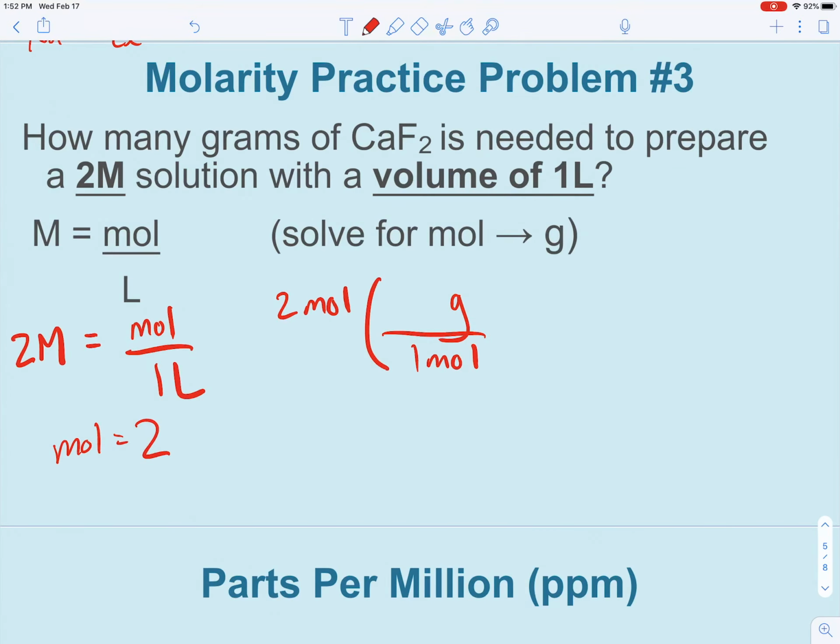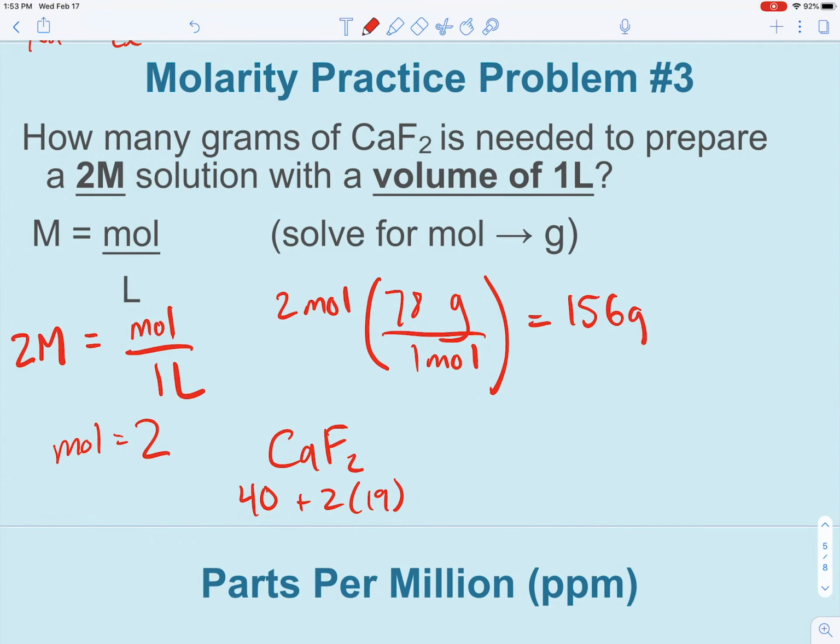So now we want to convert these 2 moles into grams. So to convert moles to grams, we want to multiply by the molar mass, and we're trying to find CaF2. So that's 40 plus 2 times 19, 38 plus 40 is 78. 2 times 78, 156 grams.